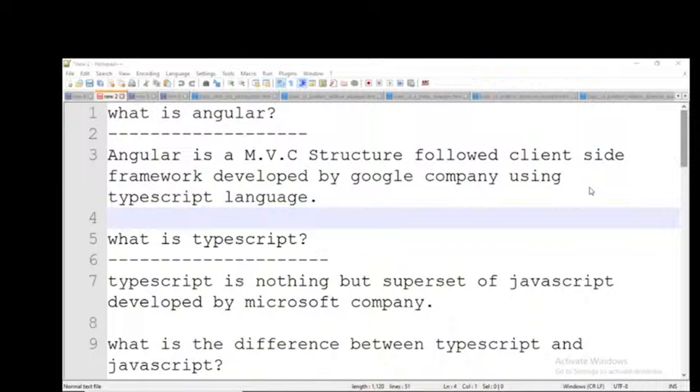Angular is an MVC structure followed client-side framework developed by Google. Okay, right. So I've asked the question: what is the difference between client-side technologies and server-side technologies?